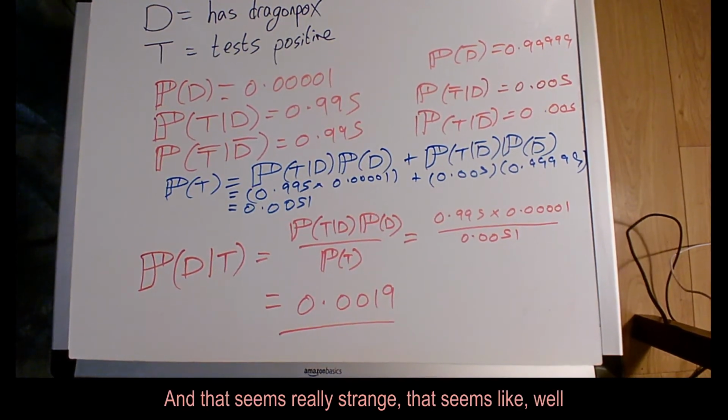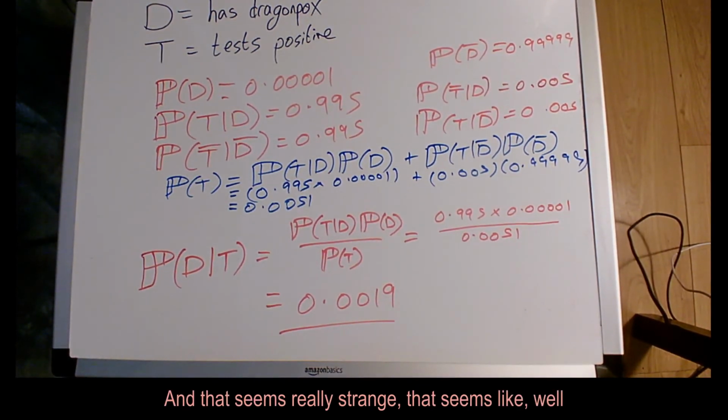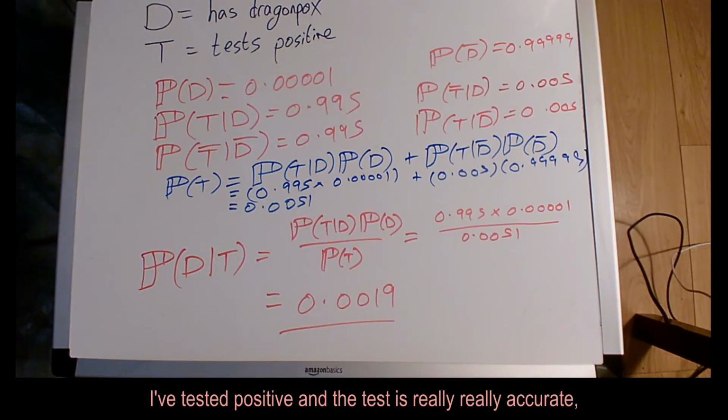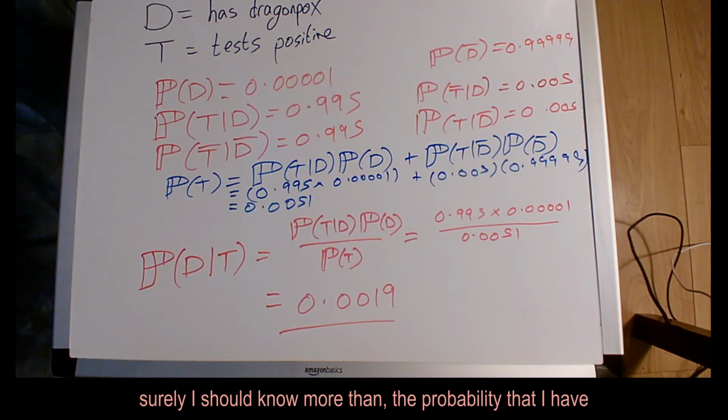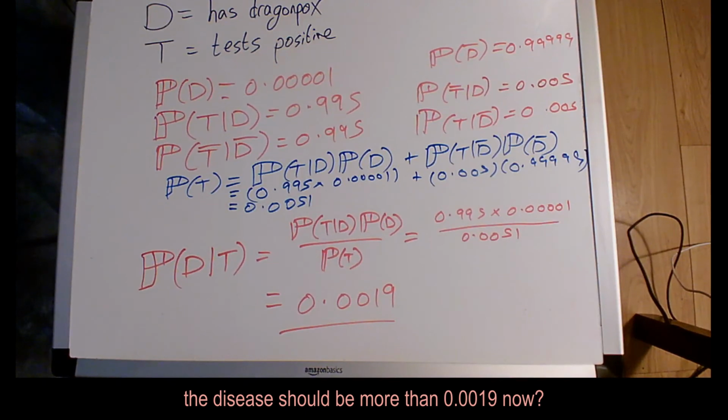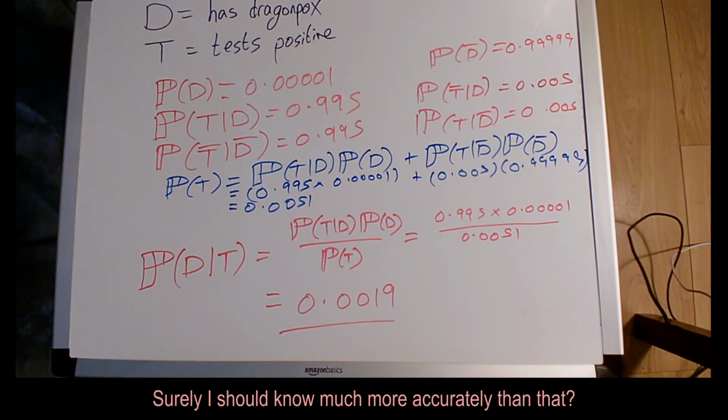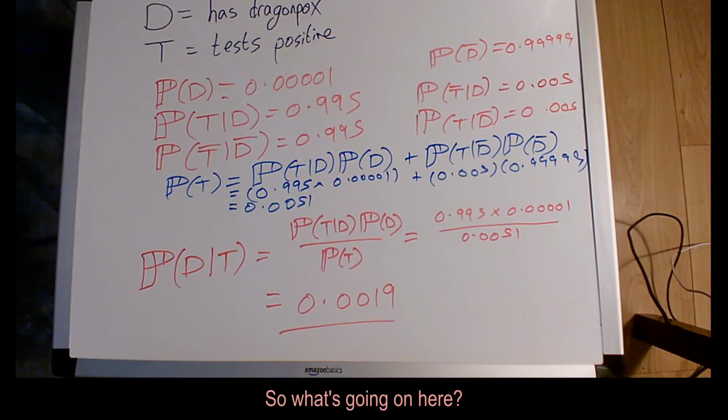And that seems really strange. That seems like, well, I've tested positive and the test is really, really accurate, 99.5% accurate. So I've tested positive for the disease. Surely I should know more than the probability that I have the disease should be more than 0.0019 now. Surely I should know much more accurately than that. So what's going on here?